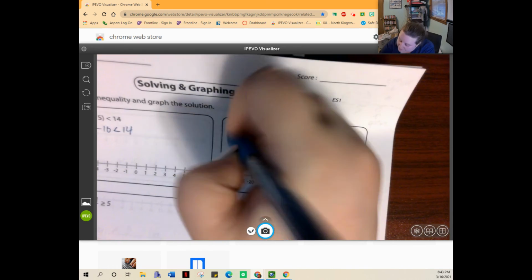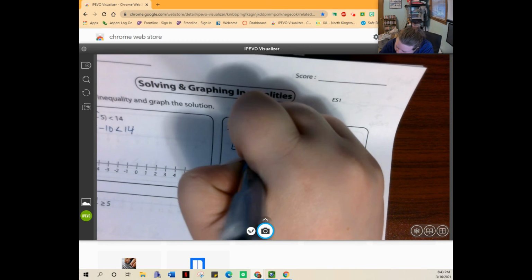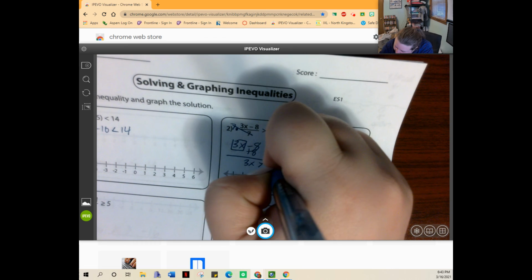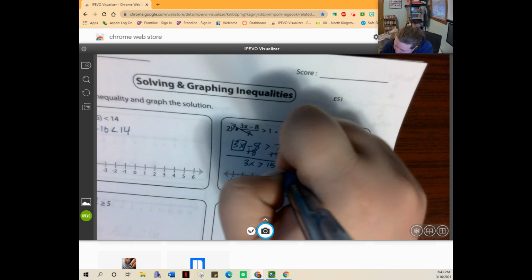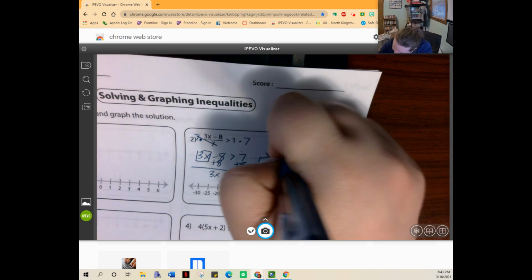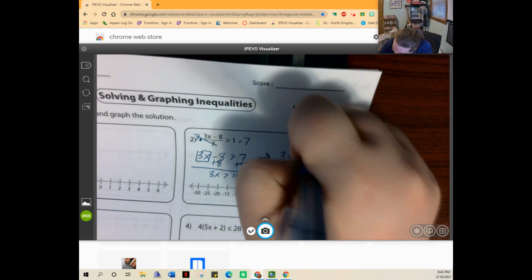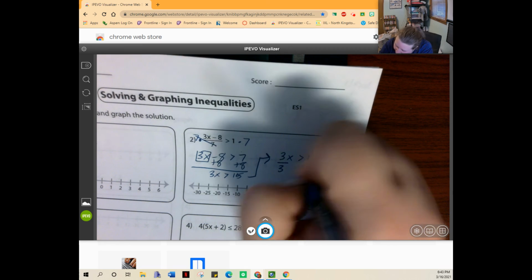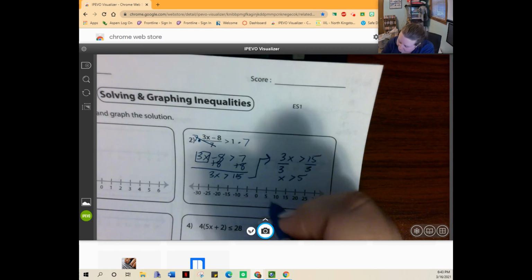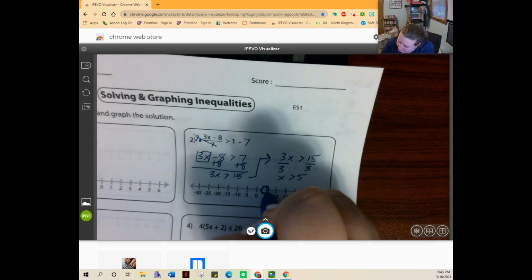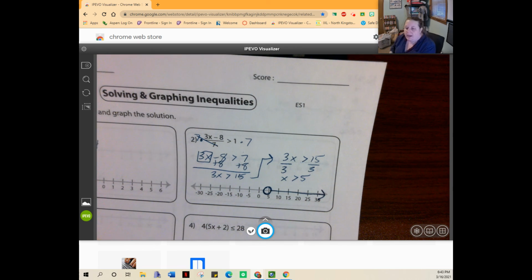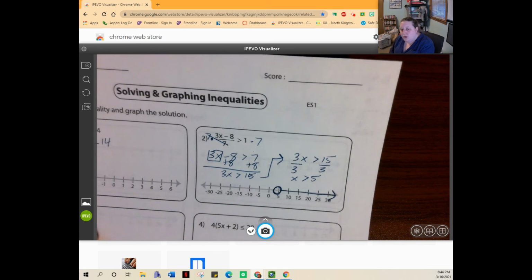Okay. Now I have a two-step, so box my variable term. I'm going to add 8 to both sides, so I get 3x is greater than 15. I'm just going to bring that step up over here because I don't have a lot of space. So 3x greater than 15. My last step is to divide by 3, and I find that x is greater than 5. So it's an open circle on 5, and I need numbers greater than that, so I'm going to point my arrow to the right. Okay.